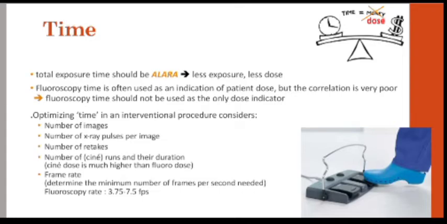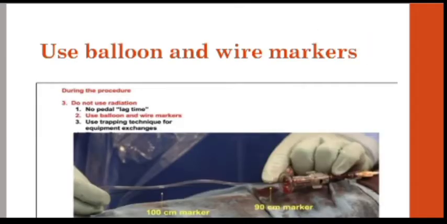Cine dose is much higher than fluoro dose, and frame rate matters. Determine the minimum number of frames per second needed. Fluoro rate: 3.75 to 7.5 frames per second.